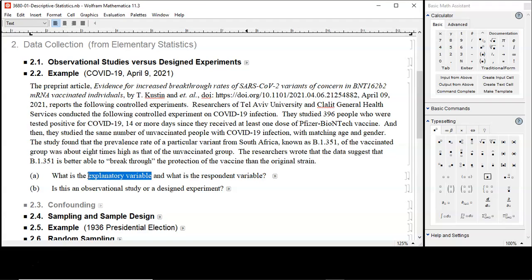The cause, one group and the other group, how are they separated? Vaccine or no vaccine? So that's the explanatory variable. Now, what's the respondent variable? What was the result? For vaccinated people, what? For unvaccinated people, what? Higher or lower concentration of South African variant. That's the respondent variable.